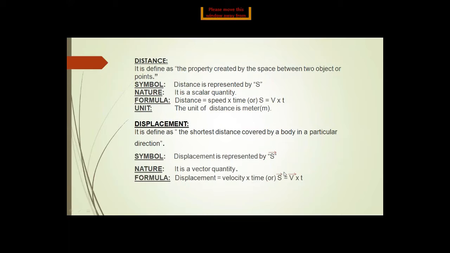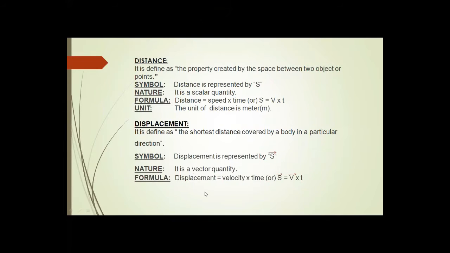Displacement is also represented by the capital S, but to mention that it is a vector quantity, we put an arrow on the S. So we can say the nature of displacement is a vector quantity, because along with magnitude and unit, direction is required. That's why we say it is a vector quantity.